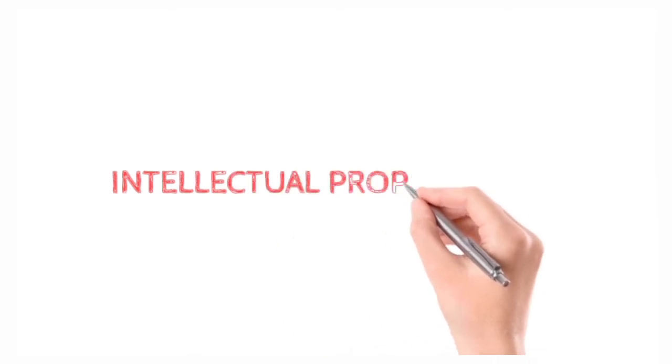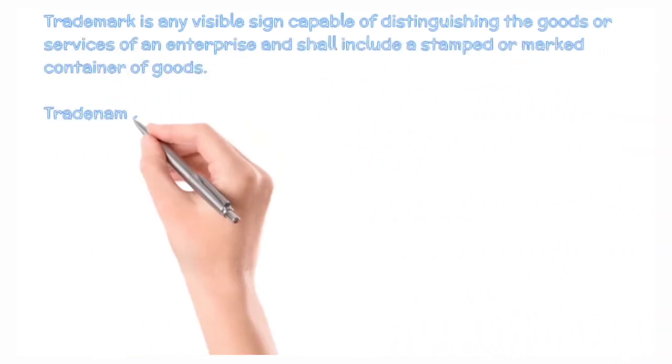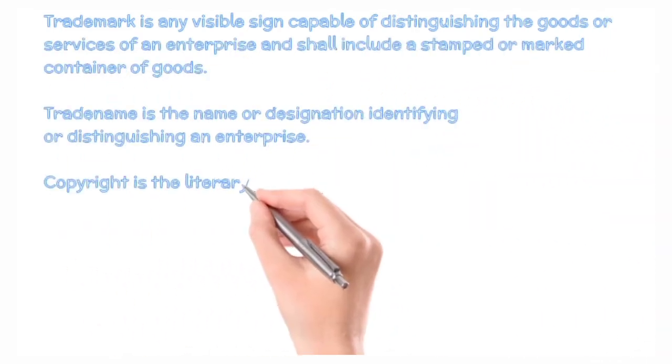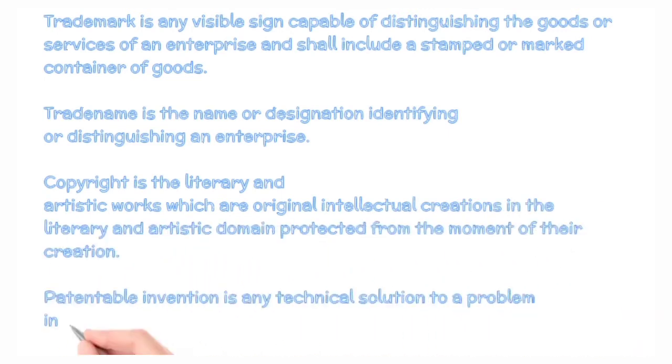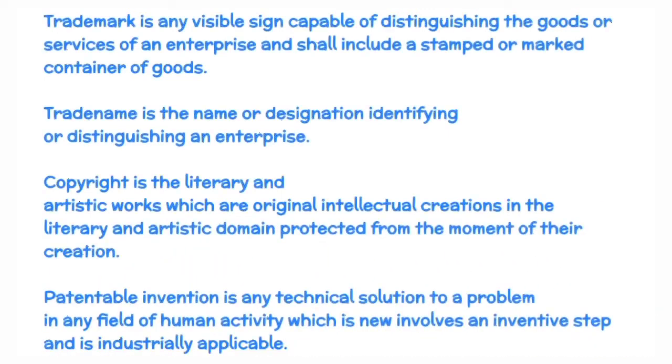Intellectual property law. Trademark. Any visible sign capable of distinguishing the goods or services of an enterprise and shall include a stamped or marked container of goods. Trade name. The name or designation identifying or distinguishing an enterprise. Copyright. Literary and artistic works which are original intellectual creations in the literary and artistic domain, protected from the moment of their creation.